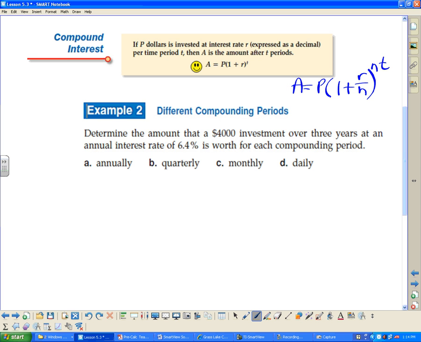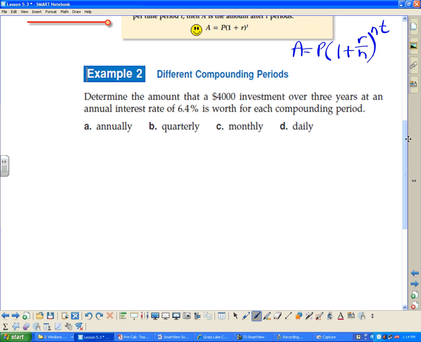So we're going to use example 2 here. Determine the amount that a $4,000 investment over 3 years at an annual interest rate of 6.4% is worth for each compounding period. So we're going to start out with annually. We'll say A equals 4,000 times 1 plus 0.064 raised to the third power, because it's for 3 years. And that would be if we're doing it annually.